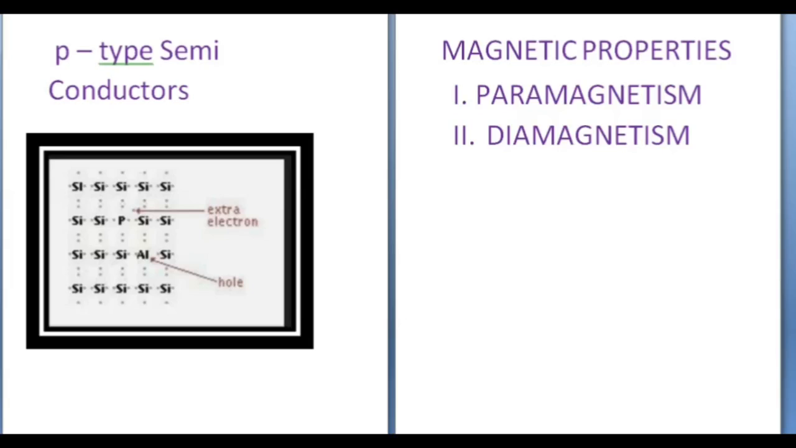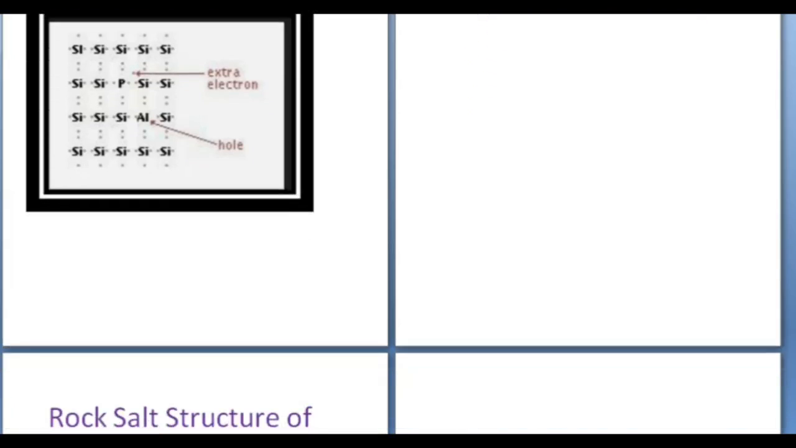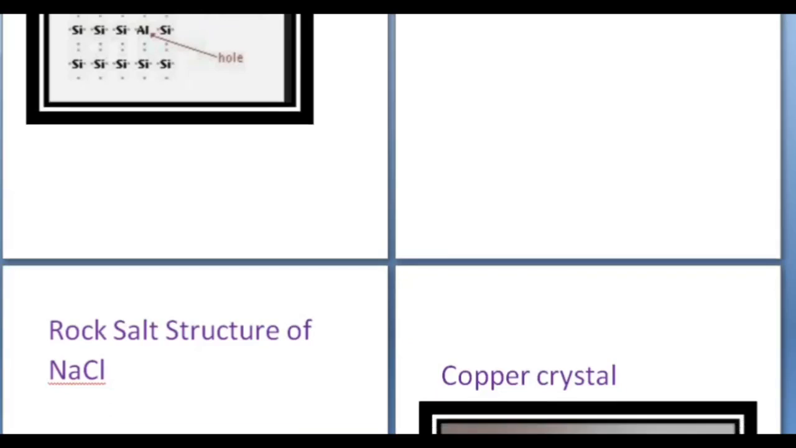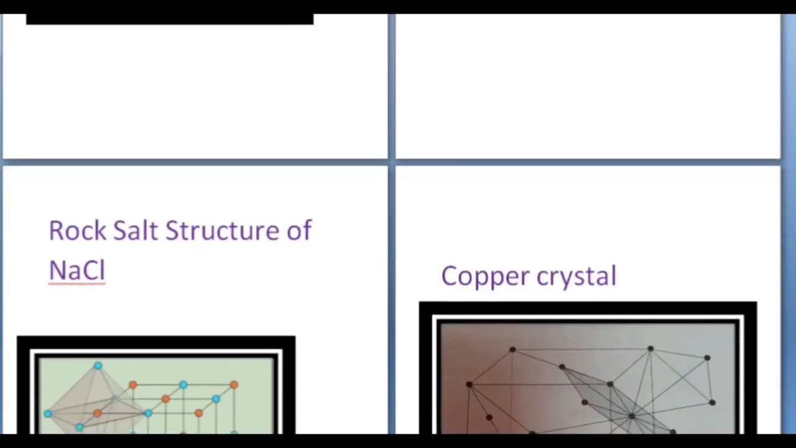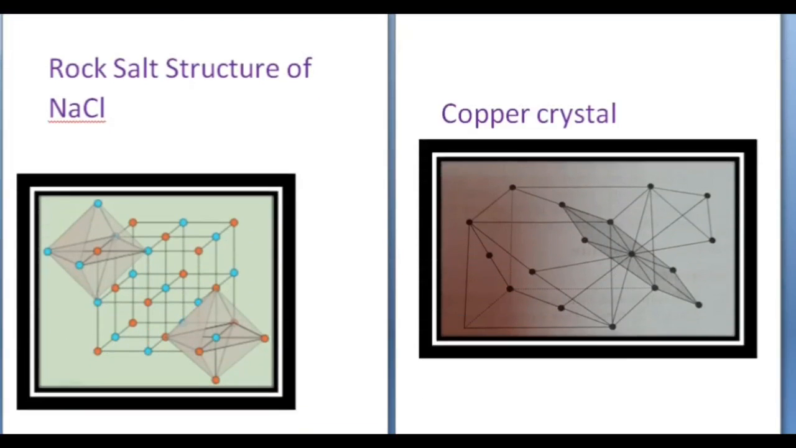So, these are the magnetic properties. Like I told you earlier, you were having to study five, but now this year, because of the reduced syllabus, you have to study only diamagnetism and paramagnetism.